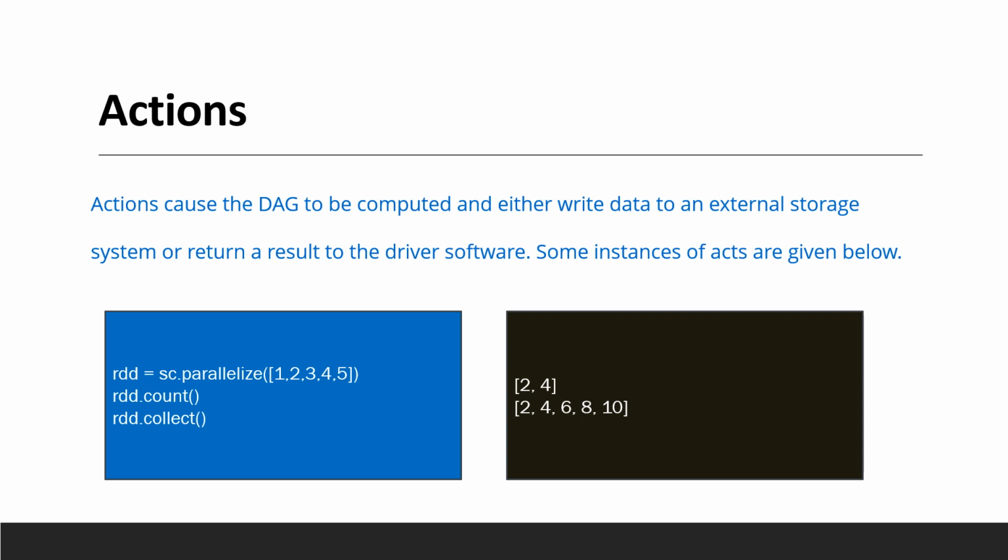And the other is actions. Actions cause the DAG to be computed and either write data to an external storage system or return a result to the driver software. Some instances of actions are given below. RDD equals sc.parallelize. We have provided one array. Then we are doing count and collect on that.